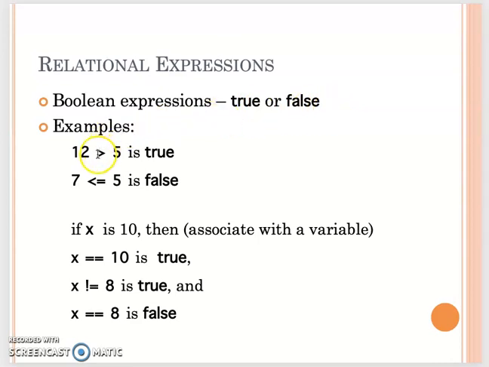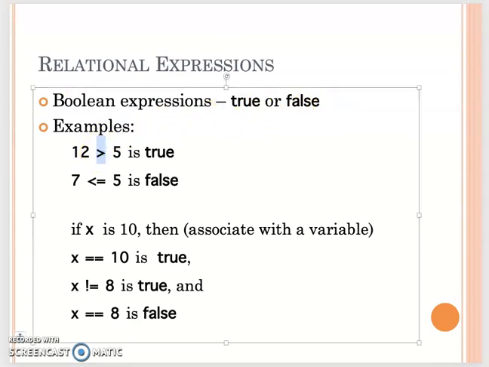So for example, earlier we showed you, right? You see here is the operator. So 12 greater than 5 is true, so then we return true. The same thing, 7 less than or equal to 5, that's false, right? So we return false.